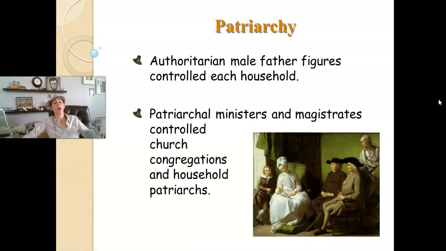We're all fighting the patriarchy. Well, this is what it is. This is what we're fighting. If you're fighting it, you should probably know what it is, right? Okay. So, authoritarian male father figures controlled each household, right? And of course, you extend that out to society. Authoritarian male father figures control society, not just your house, right?